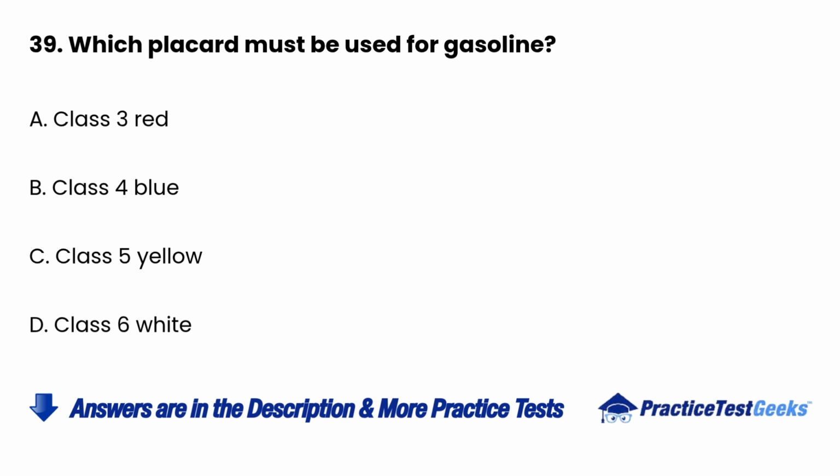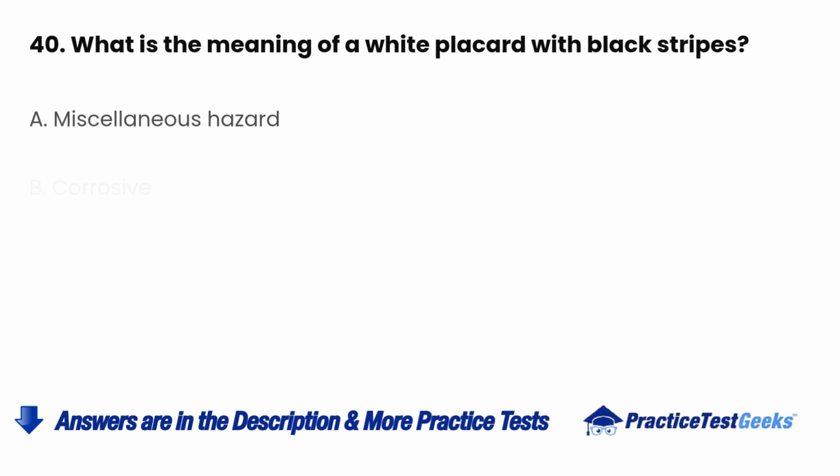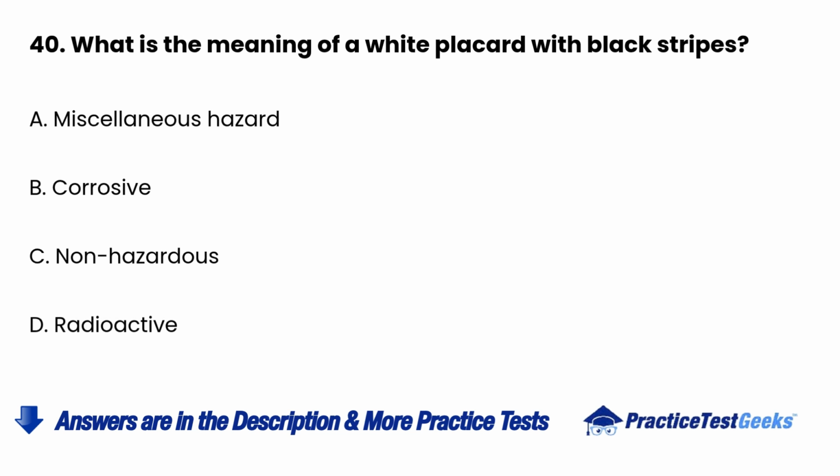39. Which placard must be used for gasoline? A. Class 3 red. B. Class 4 blue. C. Class 5 yellow. D. Class 6 white. 40. What is the meaning of a white placard with black stripes? A. Miscellaneous hazard. B. Corrosive. C. Non-hazardous. D. Radioactive.